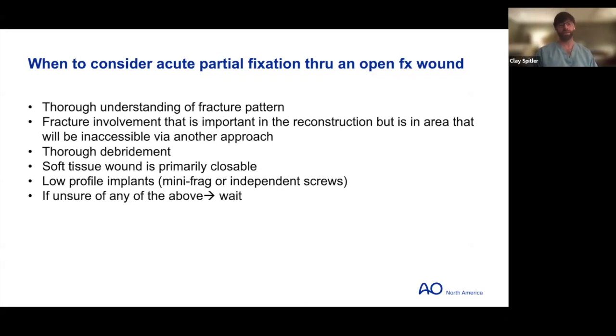I think you have to have done a complete and thorough debridement, and the soft tissue has to look like it. It can't be something where I'm going to fix this and then I know it looks like it's going to die. It has to be a healthy soft tissue envelope that is healthy enough to close and make me believe that it's going to stay closed and not break down. And then I want to use low profile implants because it is under that open wound. And if you're unsure of any of those things, then I would encourage you to wait because it's way harder to backtrack than it is to just wait.